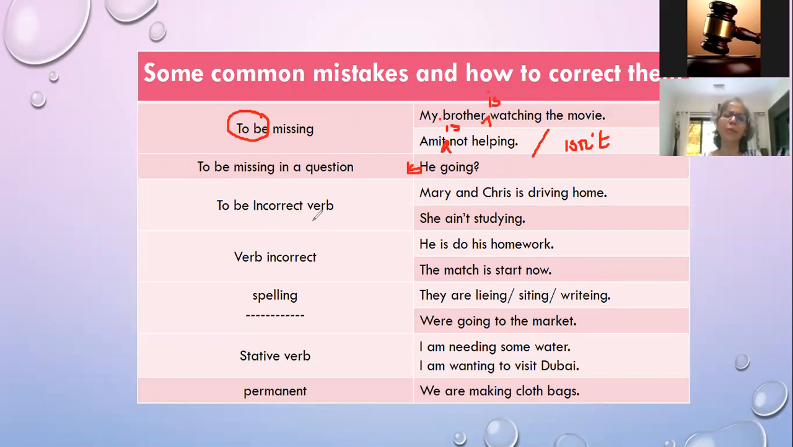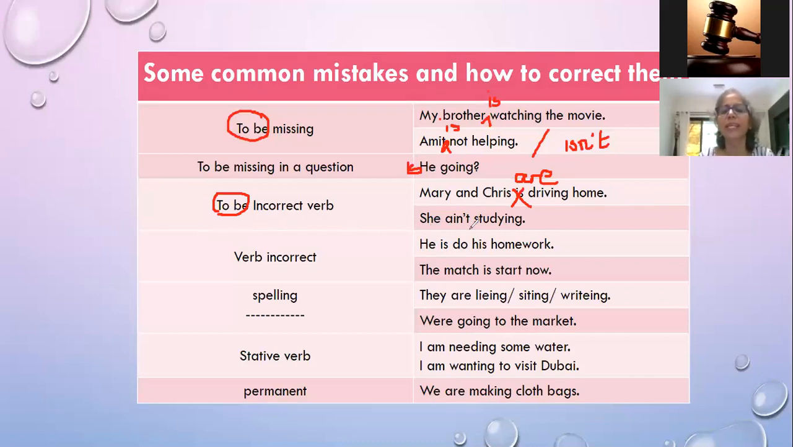Sometimes when we are talking, we use the incorrect to be verb, and very often this happens. For instance, "Mary and Chris is driving home." Here, the to be word should be not is. We should write are driving home because there are two of them. So we say Mary and Chris are driving home.